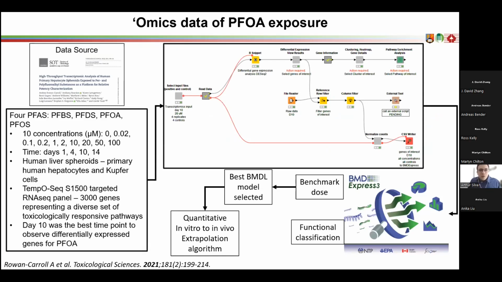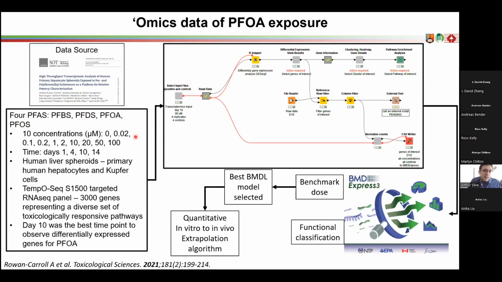As a data source, we used a study published by Health Canada, with references down here. In this study, they exposed human liver spheroids composed of primary human hepatocytes and Kupffer cells to 4 perfluorinated chemicals: PFBS, PFTS, PFOA, and PFOS. Our main focus was perfluorooctanoic acid, so we just focused on that.